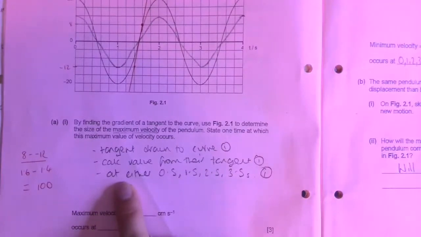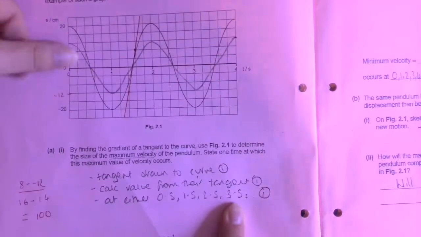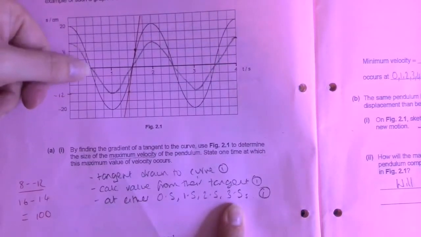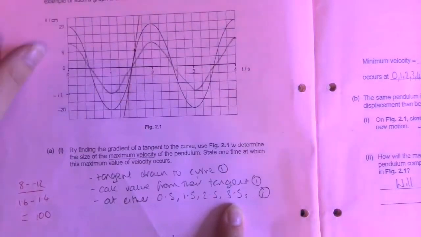And then the time's either going to be any of these, so 0.5, 1.5, 2.5, 3.5. So here's the 0.5, that's whenever the graph is steepest. 1.5, 2.5, 3.5. Okay.